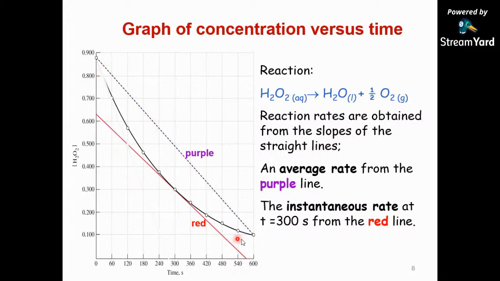Actually, the point depends on the experiment. Normally, it's based on experiment. For example, at 60 seconds, what is the concentration of the peroxide? At 120 seconds, what is the concentration of the peroxide? When you plot the graph, you will get a curve over here, and then you draw the tangent. So this one is the instantaneous rate, and this one is the average rate.